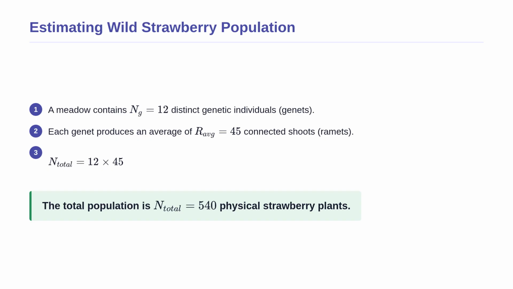We begin by plugging the 12 unique genets into our equation. We then multiply this base number by the 45 ramets that each genet produces on average. Executing the multiplication of 12 and 45 yields a final numerical value of 540. This tells the botanist there are 540 distinct plants actively photosynthesizing, even though they all stem from just 12 original seeds.